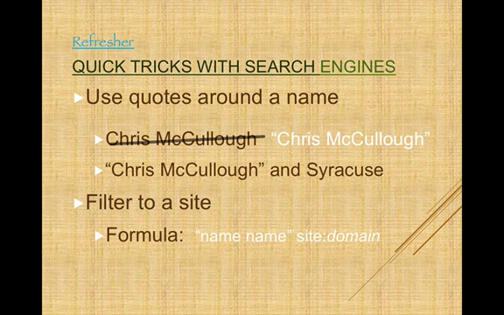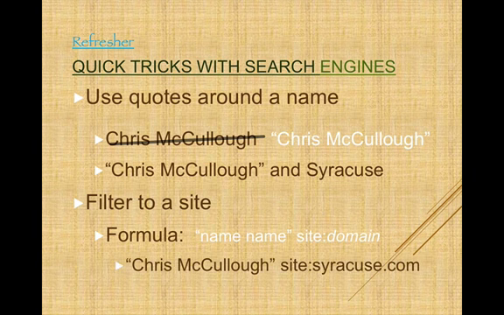The formula is the name again in quotes, and then at the end of the search statement, site: and the domain name, which is the web address after the www. So in this case, you'd put Chris McCullough in quotes and say, I want to look for those 2 words adjacent to each other at the site Syracuse.com. If you want to pause and test that out, go right ahead.